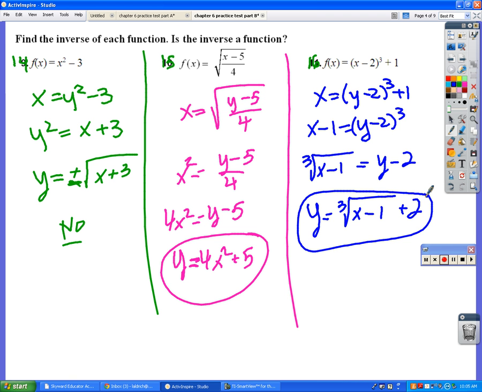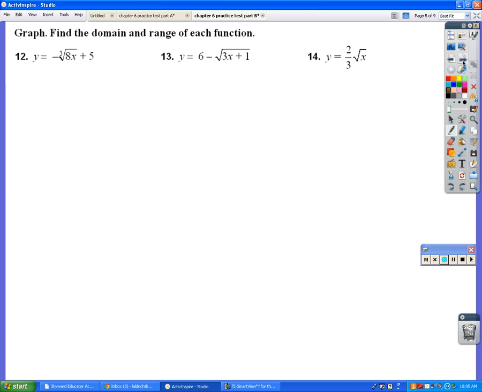Yes, that will be a function because we don't have that plus or minus thing going on. So this is yes, a function. And this is also yes, a function. So it's basically yes, a function unless it's plus or minus. Correct.